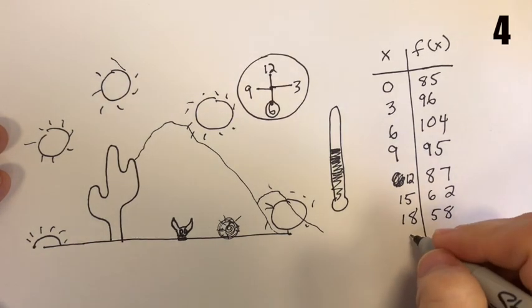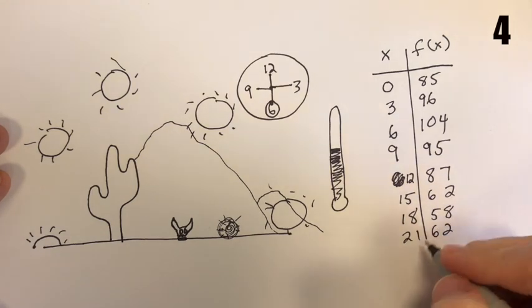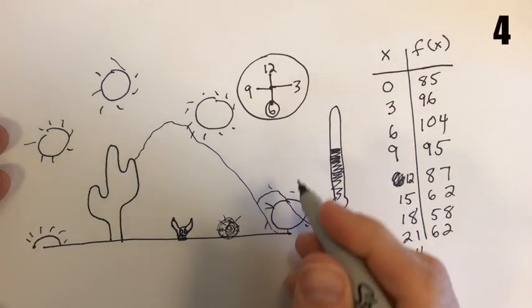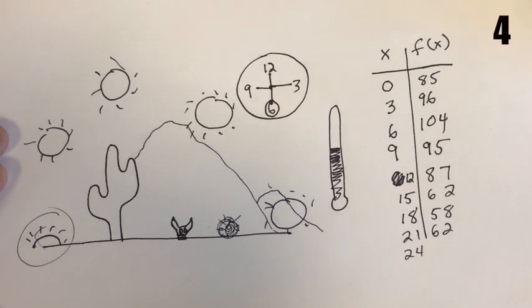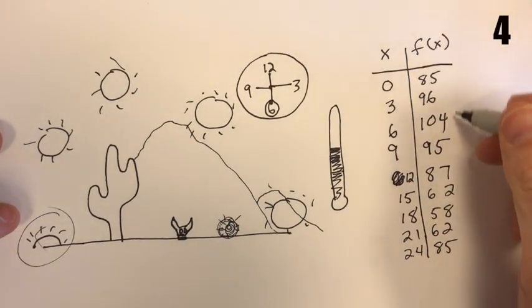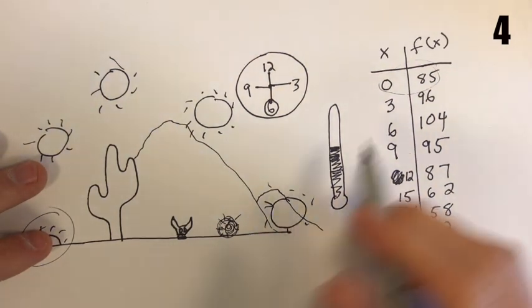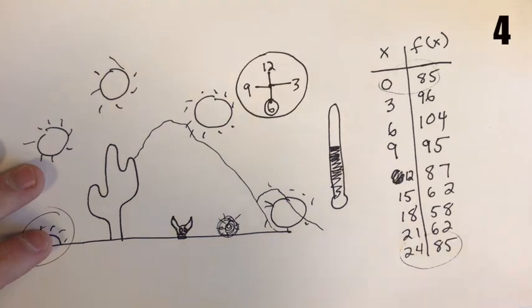Now we're in the middle of the night. At 21 hours, we're at 62 again. And 24 hours later, we're back to 6 in the morning. The next morning, we're back at exactly 85 again. So assuming this cycle continues, we started at 85, 24 hours later we're back at 85, assuming that's going to continue for a number of days.